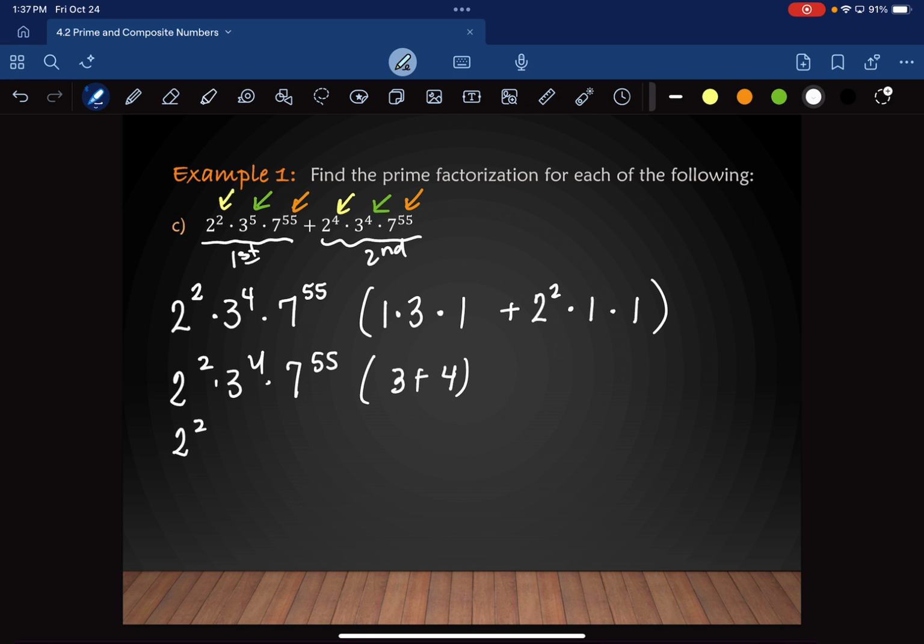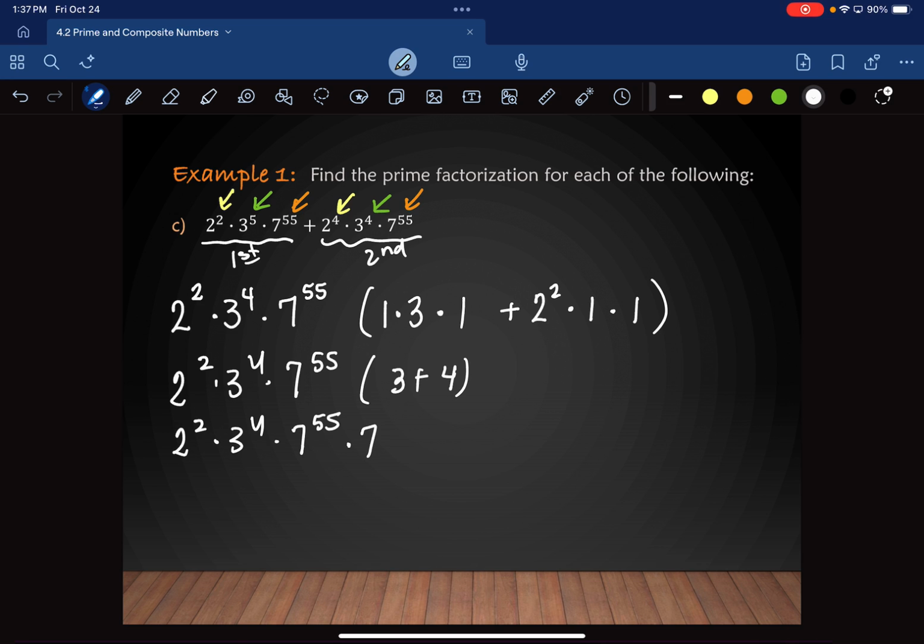Okay, we're going to rewrite the 2 squared, 3 to the 4th, 7 to the 55 in front. What's 3 plus 4? 7. Now, sometimes when this happens, you get some number that didn't exist already before. Like maybe I got a 13 here. That's possible, right? And I'd be done.